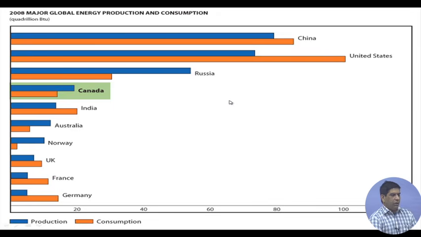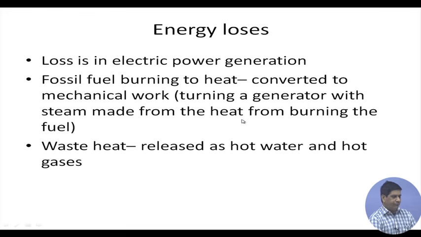So the present figure may have changed a little bit, but for the big picture it will be almost the same. So energy is important, but at the same time, in a country like India, there is a lot of energy loss in electrical power generation, because of our efficiency, we lose a lot of energy in the waste heat released as hot water and hot gases. When fossil fuel gets burned to heat, converted to mechanical work, these processes are not that efficient. So there is a loss in electrical power generation. At the same time, there is a loss in electrical power transmission, and there is a lot of theft as well.